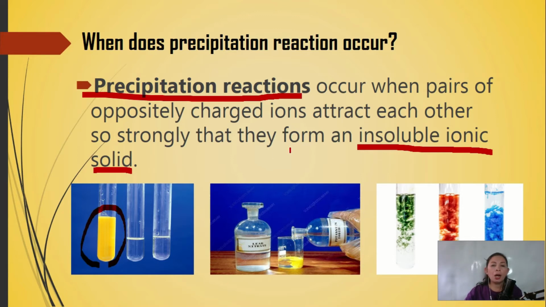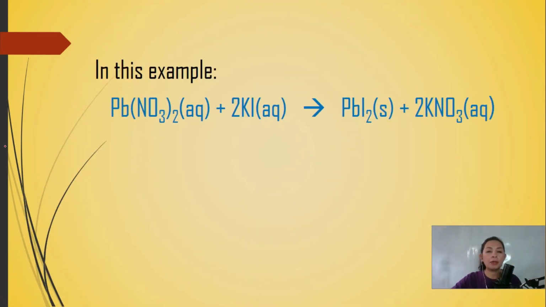Meaning, once a precipitate is formed, we can say that a precipitation reaction will occur. A precipitate is an insoluble ionic solid which we can determine using our solubility rules. So this is a class example of a precipitation reaction simply because of the formation of a precipitate.